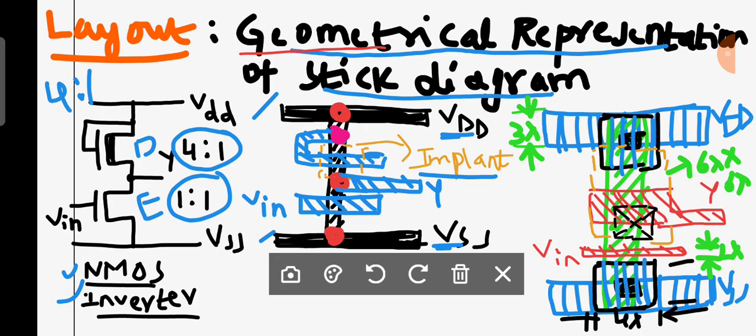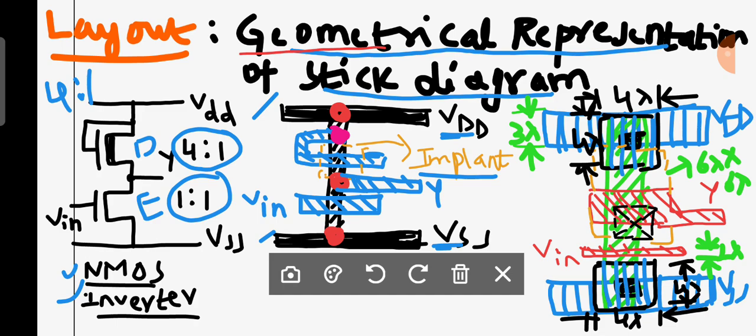You can talk about this one. 4 lambda. Is it understood, all of you? Or you may represent here also. This is 4 lambda. Sorry for that. This is 4 lambda. And from here to here also you may represent. This is 4 lambda. Okay, now it becomes layout. Is it understood, all of you?